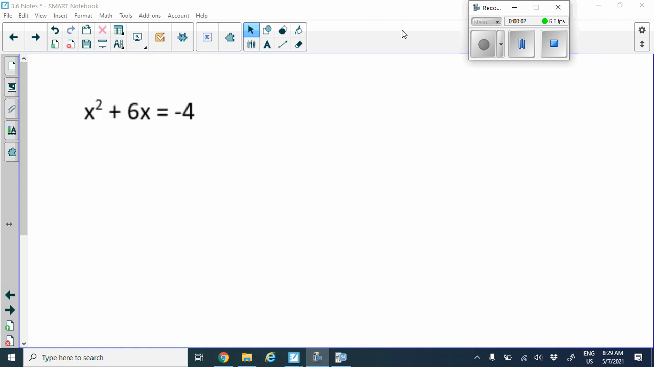Hey guys, so here's part 2 of the 3.6 notes. We are once again going to solve by completing the square. Okay, so we're going to use those same 5 steps that we did in the last problem to do this one. The first one is to move the constant over.